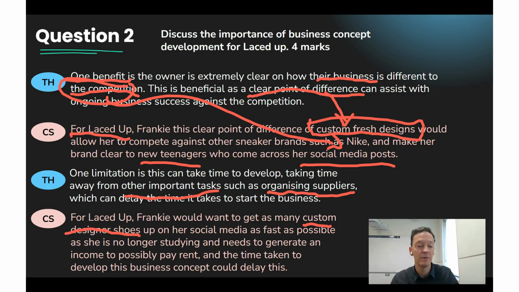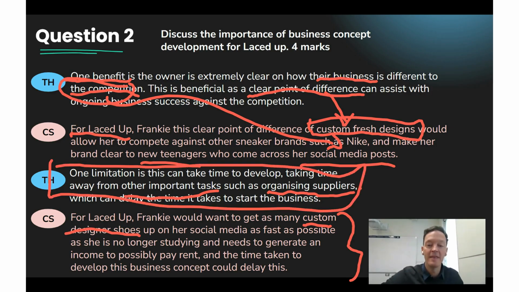On her social media as fast as possible, and then I'm bringing in things from Frankie's world, as she is no longer studying and needs to generate an income to possibly pay rent, as the time taken to develop this business concept could delay this. So Frankie, in the case study, has left school, and so it's highly possible that Frankie's got living expenses now to pay for. That's very specific to this particular business, not a generic theoretical thing. And that's what we want to see. We want to see you apply what is appropriate for all businesses, and then what that means for this specific business.